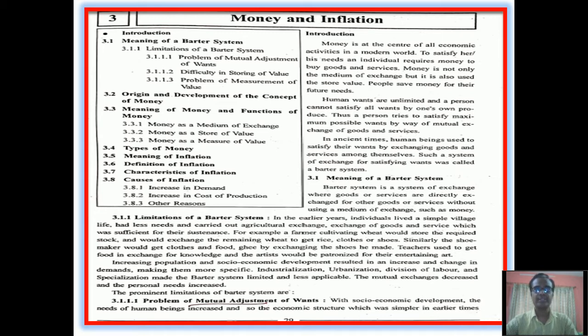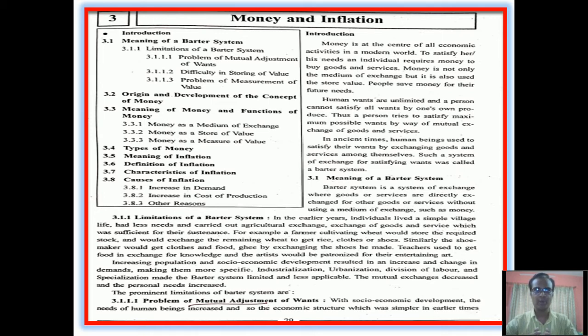Increasing population, knowledge, socio-economic development, increase in reforms, change in demand making it more specific, industrialization, urbanization, globalization, division of labor, and specialization made the barter system limited and less applicable. So in section D, the main question students get from this chapter is: what are the limitations of the barter system? In section D or section C, you may be asked for 3 or 2 marks.